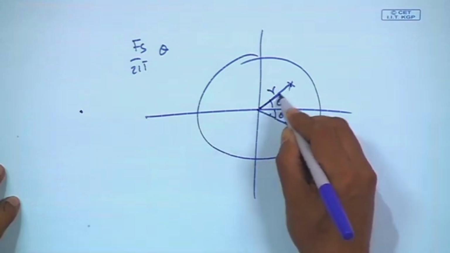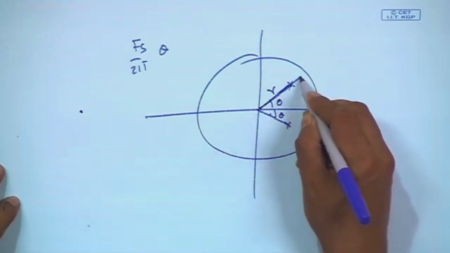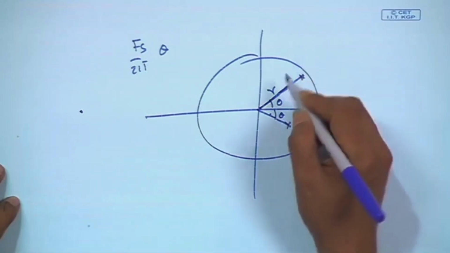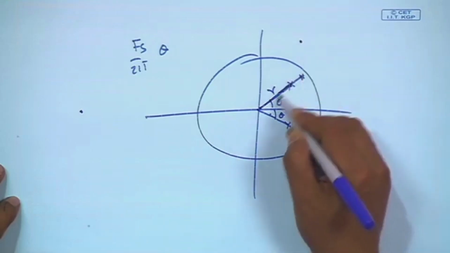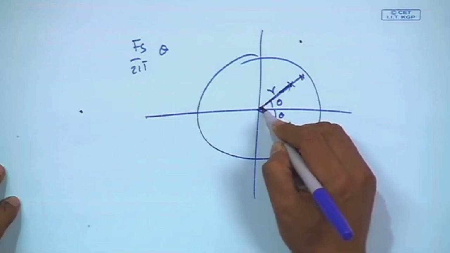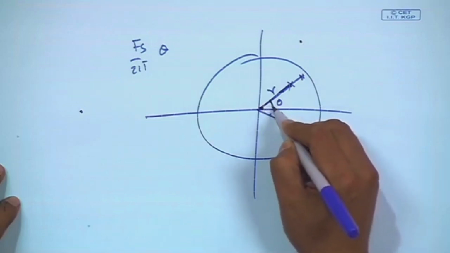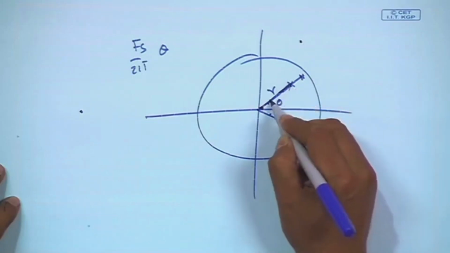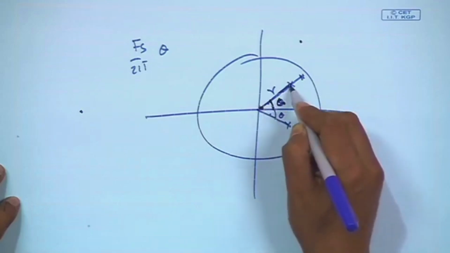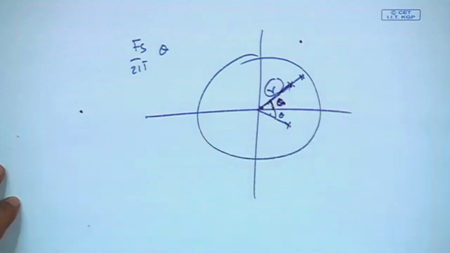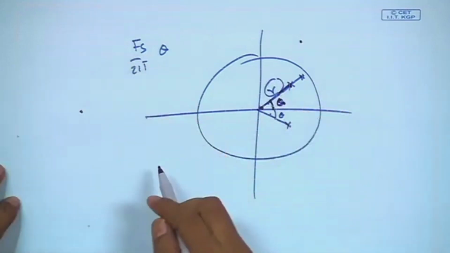So, R: if it is close to the unit circle, the bandwidth will be increased. If it is close to 0, the bandwidth will be 0. So, the formant frequency is determined by this angle theta and the formant bandwidth is determined by R, which is already explained in tube modeling.